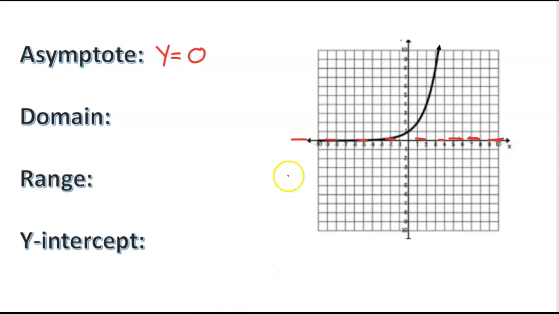And then, is this an exponential growth or decay? This is going up. Is it growth or decay? It's going up. It's getting bigger. That's called growth. And all of this line is above the asymptote. The asymptote is at 0, so the range is y is greater than 0.